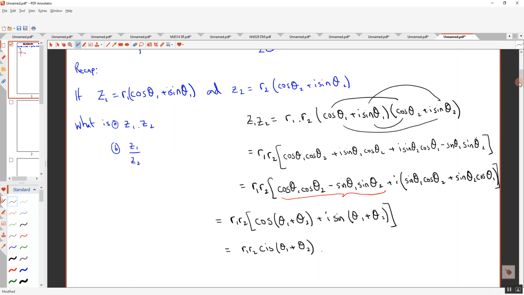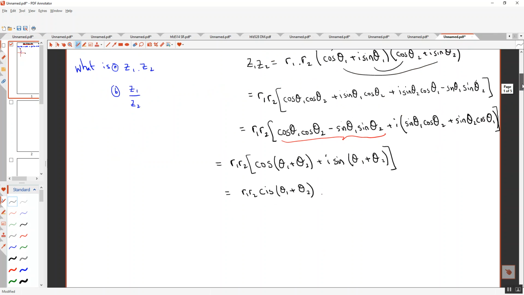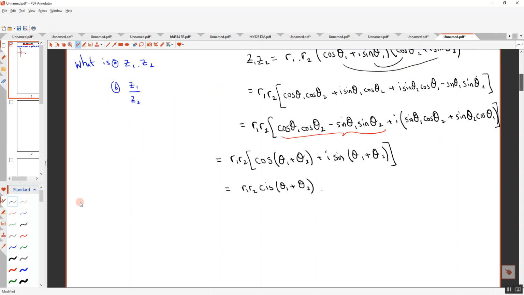Okay? So this makes it dead easy, because if you've got two complex numbers which you're multiplying together, you can skip all the middle part, you just multiply the modulus parts together, add the angles together.